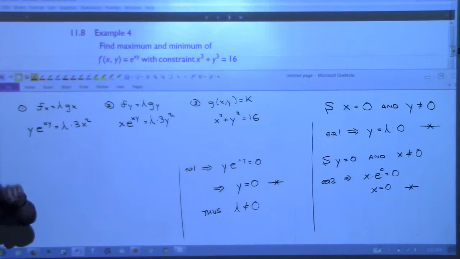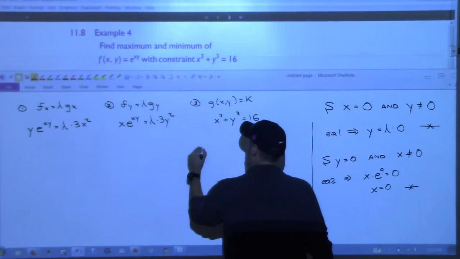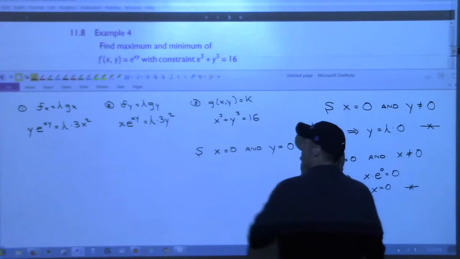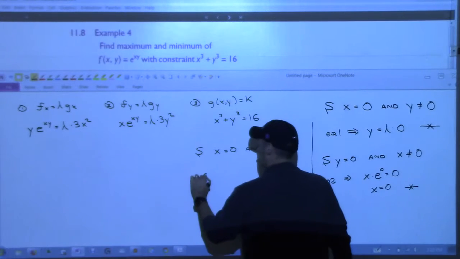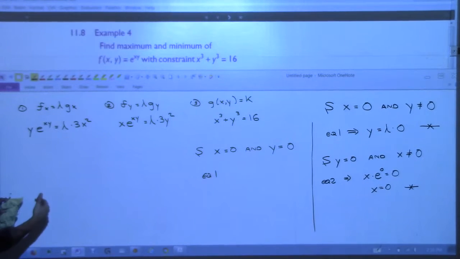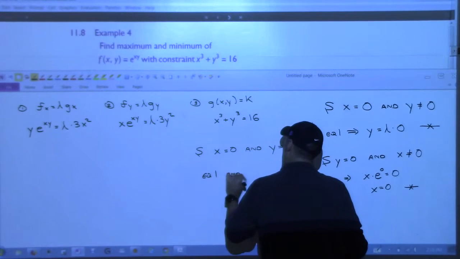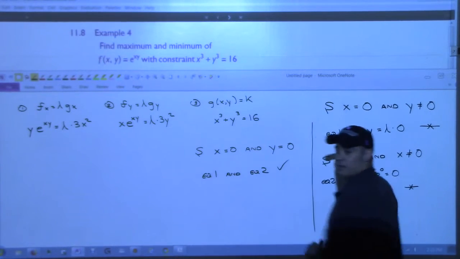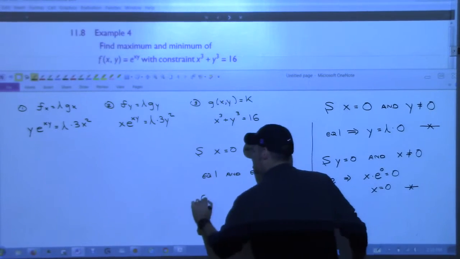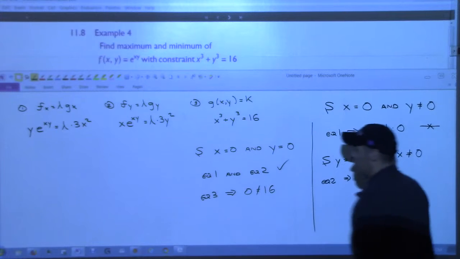So look, we're going to write it down, because we need to actually logically explain this. Suppose that x equals 0 and y equals 0. Suppose they both equal 0. Then what about equation 1? Equation 1, 0 here, 0 there, they're equal, right? This one, 0, 0, they're equal. So equation 1 and equation 2 are good, aren't they? But equation 3 fails, because if they're both 0, then that implies that 0 equals 16, which today at least is not true.